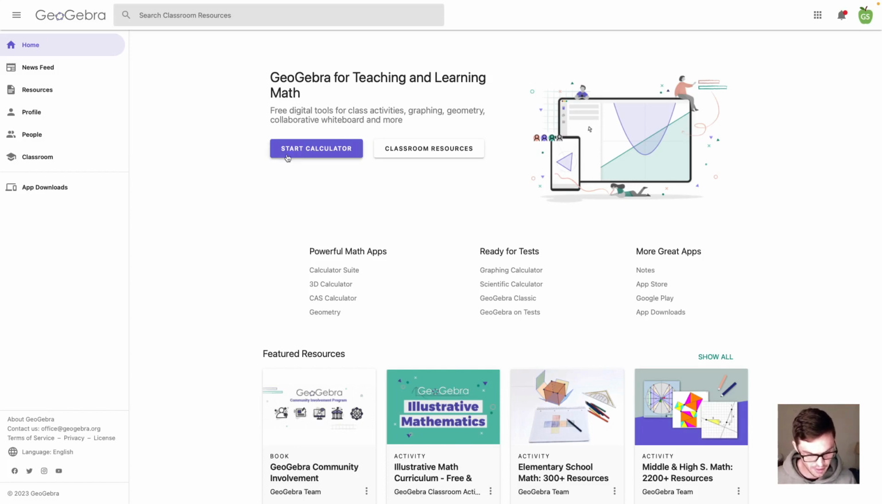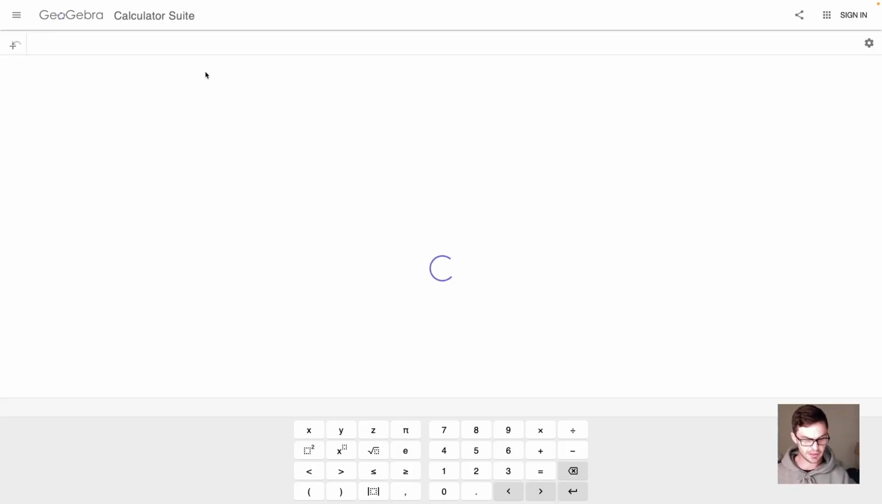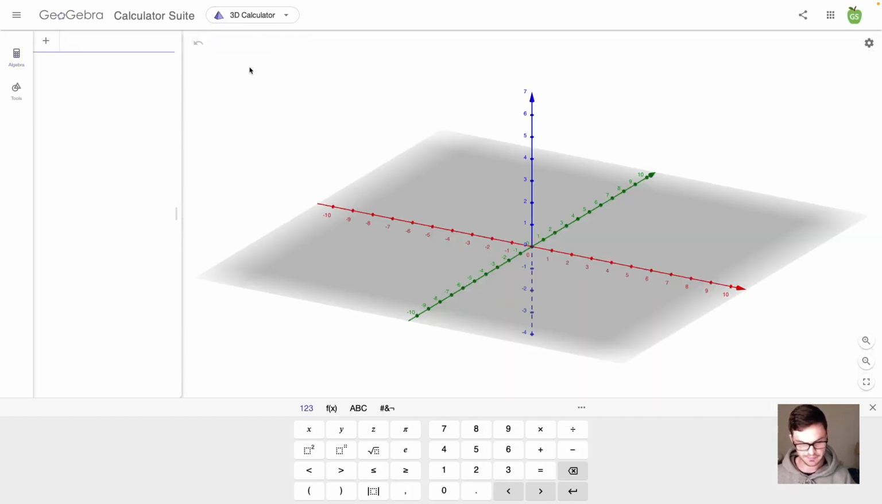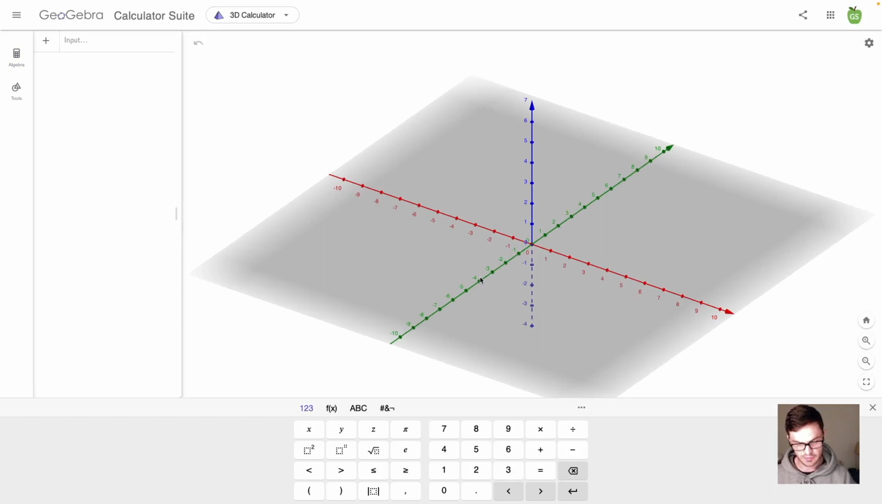Okay, so we're in GeoGebra, we'll hit start calculator, and we'll go ahead and do a 3D calculator. So in this one, we're going to go back to our other notation in which all of these are cash flows. So a positive price that you're paying is now a negative cash flow, so it's going downward, okay?